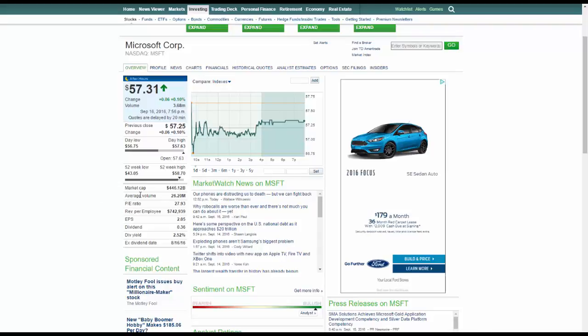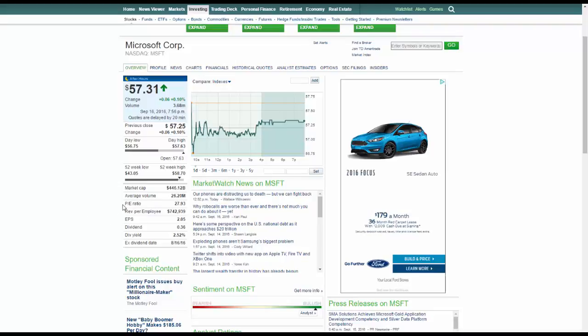The average volume refers to when investors are buying and selling. So if there are a lot of buyers or sellers, then the volume would be really high. If there are very few, then the volume of buyers and sellers would be low.